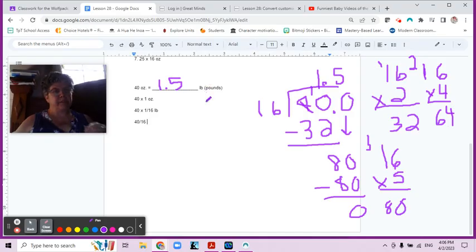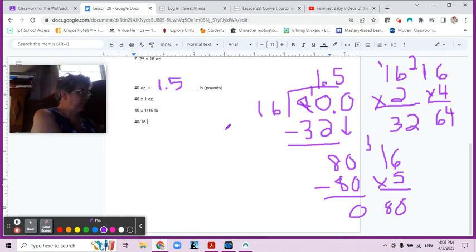All right, now does that make sense? Each ounce is only 1/16 of a pound, so a pound is going to be the larger amount, but the smaller number, right? Okay, starting to understand how that works, going back and forth.